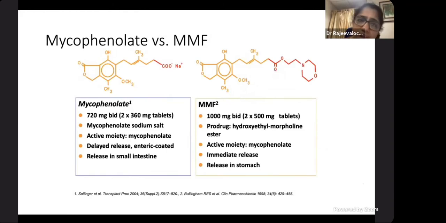Now, mycophenolate versus mycophenolic acid. Mycophenolate sodium is 720 milligrams twice a day. It's a sodium salt; its active moiety is mycophenolic acid. It is an enteric-coated tablet with delayed release, and it releases in the small intestine. Whereas mycophenolate mofetil is a 500 milligram tablet. We generally give 1 gram twice a day. The prodrug is a hydroxyethyl morpholine ester. The active moiety is again mycophenolic acid. Immediate release occurs in the stomach.